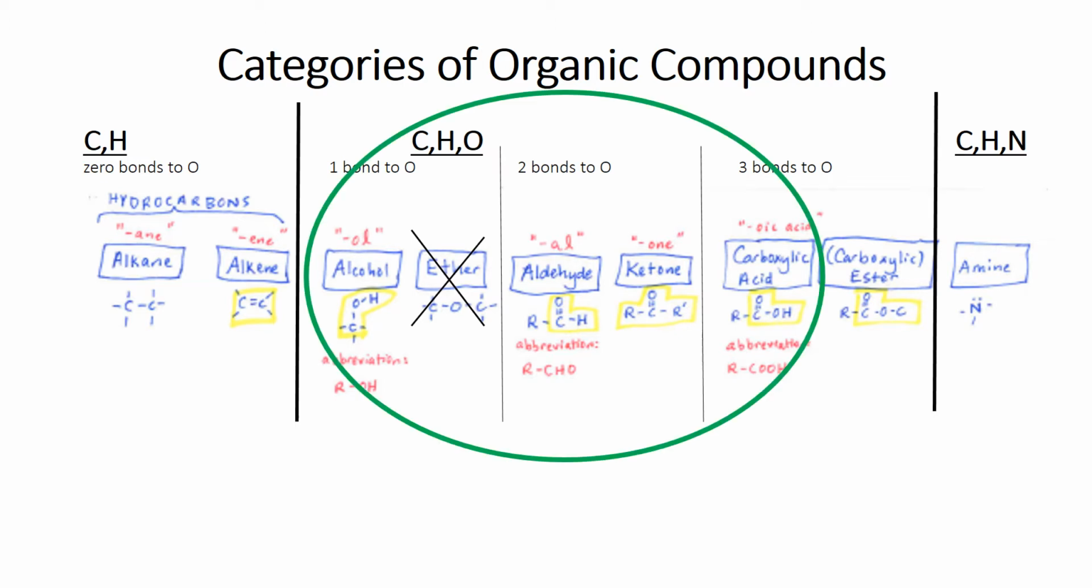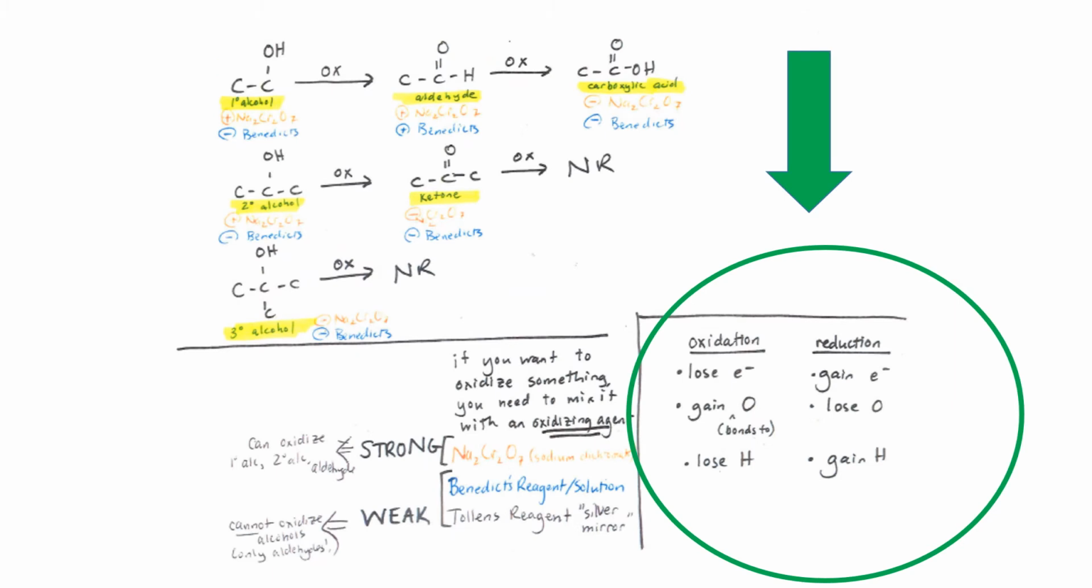The reactions that we'll be looking at are for the functional groups that I've circled here. We are not talking about ethers really at all in this course, so I've crossed those out. Alcohols, aldehydes, ketones, and carboxylic acids. That's what we'll see in this video, is what happens when those undergo or try to participate in an oxidation reaction.